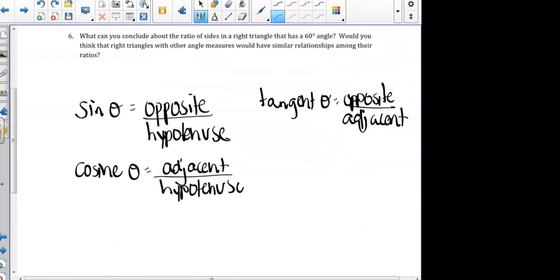The sine of theta will always equal the opposite side in a right triangle from the reference angle divided by the hypotenuse. The cosine of theta is equal to the adjacent side in a right triangle over the hypotenuse, and the tangent of theta in a right triangle is always equal to the opposite side over the adjacent side. Notice that we've said these have to be right triangles. We cannot use sine, cosine, and tangent if the triangle is not right.